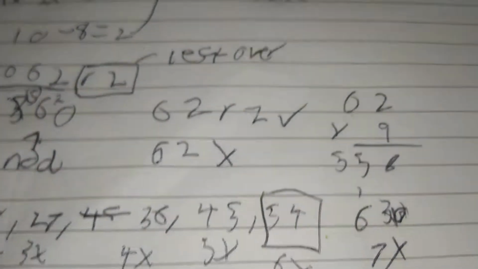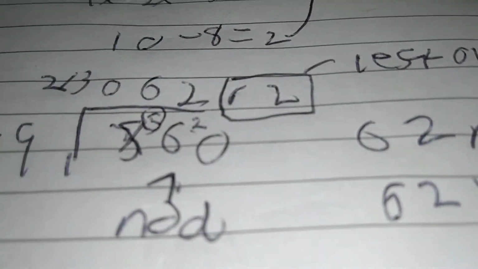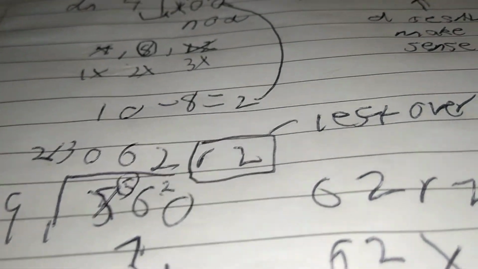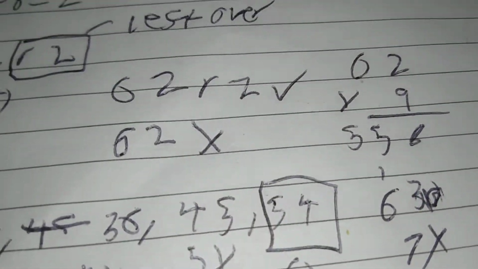I'm going to do this as my leftovers, or later on as my remainder. So, if you say that the answer is 62, you're wrong. This is clearly not a whole number. But then, if you say that it's 62 remainder 2, you are correct.